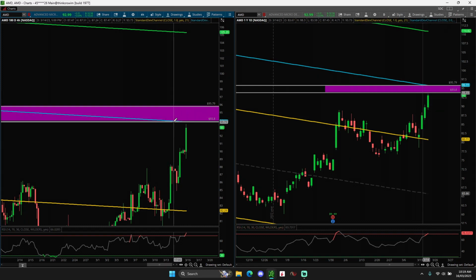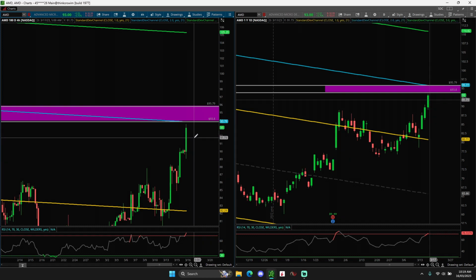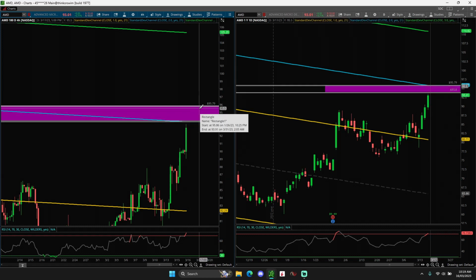So that's basically the same thing on both these levels. The first time coming into this, looking for a pullback. If it ends up retesting, then expect a break and then a pullback at that next level.